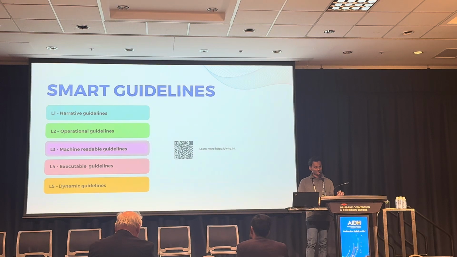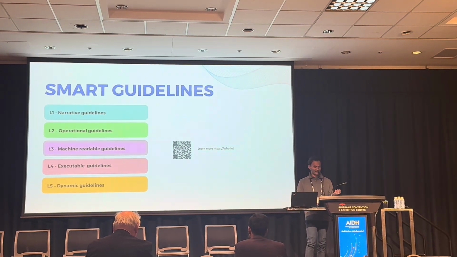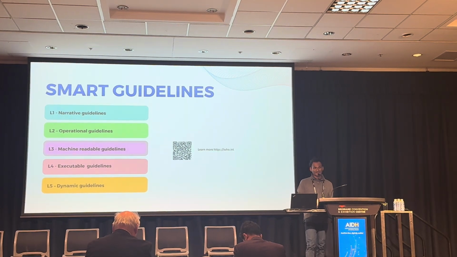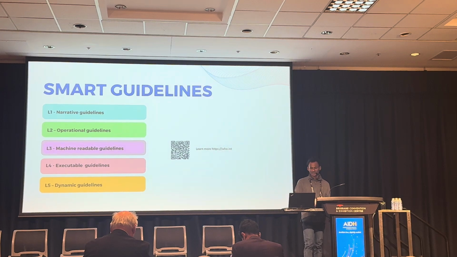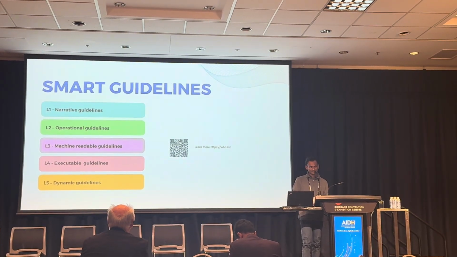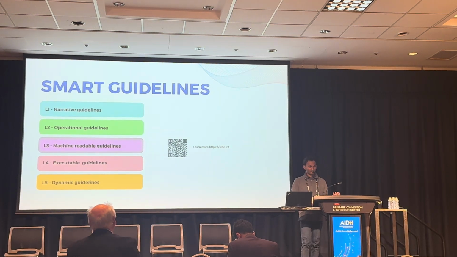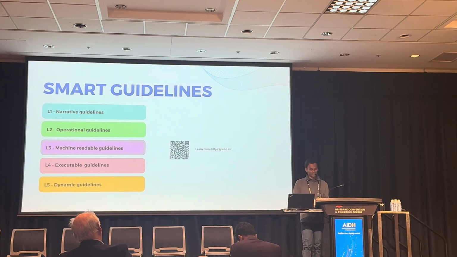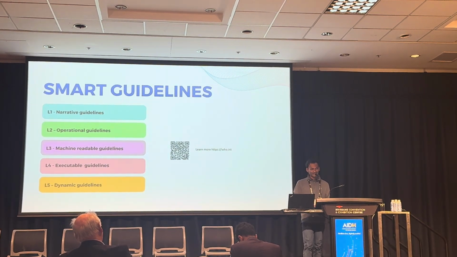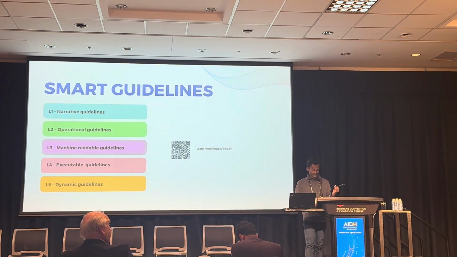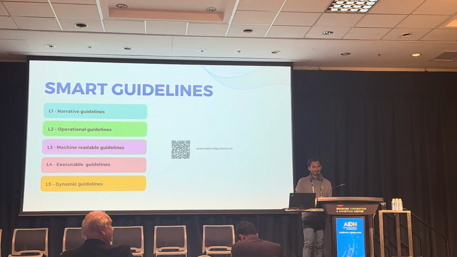At level 3, developers use this digital adaptation kit to create a machine-readable guideline. Currently, these are based on FHIR and CQL to achieve interoperability. At layer 4, these machine-readable guidelines are executed as executable guidelines by applications such as EMRs, mobile applications, and so on. And finally, at layer 5, we have the dynamic guidelines, which are precision-based and AI-based guidelines.